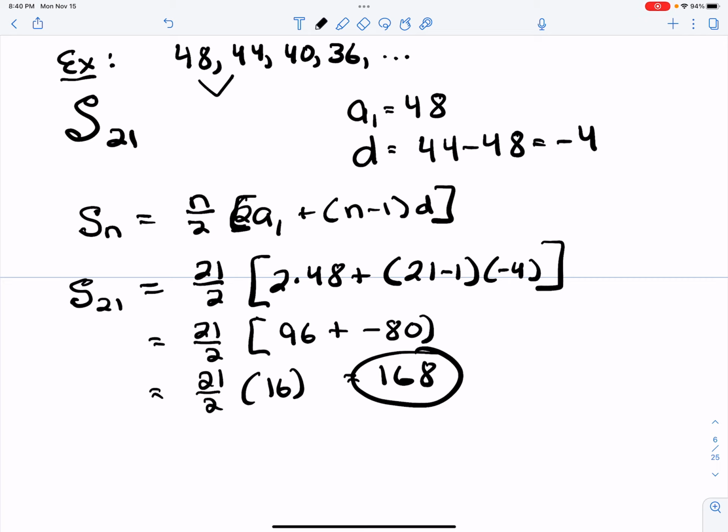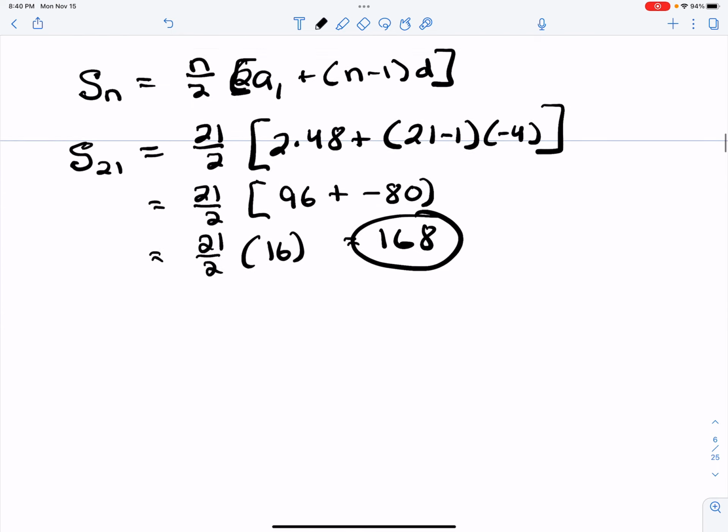So much faster than sitting there and trying to come up with all 21 terms in the sequence and then adding them up. I mean, you could do it that way. You could go 48, 44, 40, 36, and then keep subtracting 4, or adding negative 4, whatever. Get 32, 28, 24. You could do that all the way out to the 21st term, then go back and add up all 21 of those numbers. And you'd get 168. If you don't believe me, have fun and try it. But it'd be a waste of time.